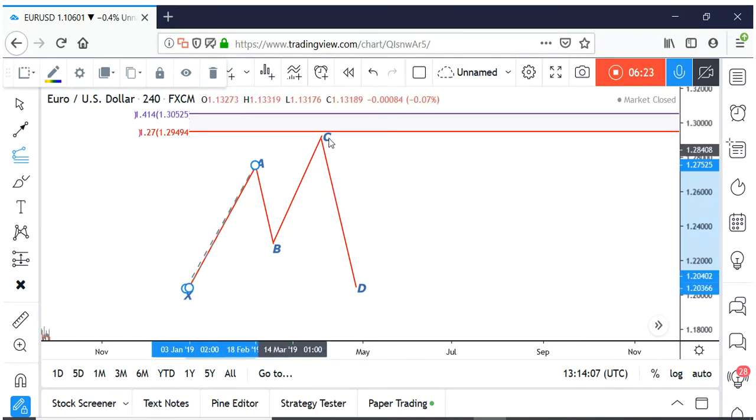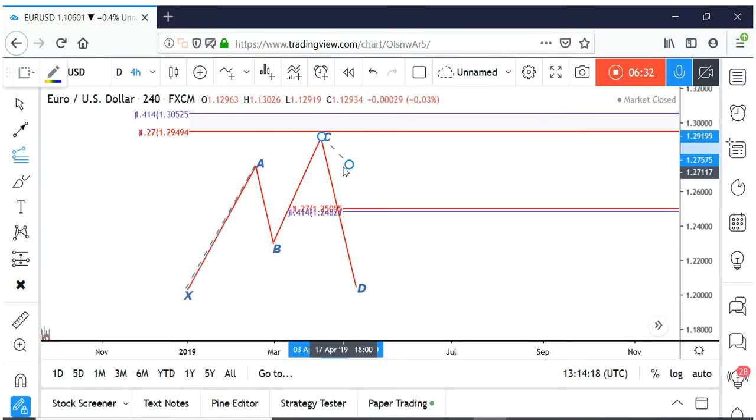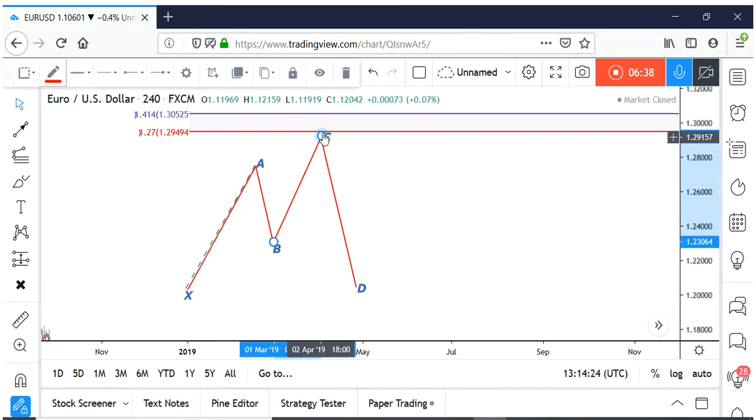Your C leg must touch the 1.27 fib extension, but must not close above 1.414. So something like this. So it goes up and touches 1.27. That's fine. If it closes here, as long as it touches it, that's fine.